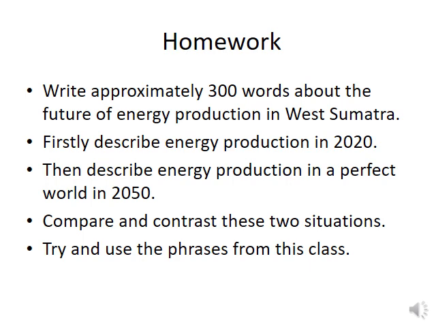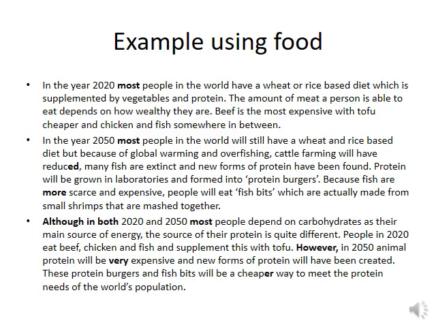I have an example for you now, but I'm not using the same topic. I'm not using power generation. I'm going to be talking about food. Have a look at this example. So here's an example using food. Again, there are three paragraphs. Here's the first one, which describes what's happening in the year 2020. The second paragraph describes what's happening in the year 2050. And the third is a comparison. And this is what I want you to do. I am using food. I want you to do energy and electricity production.